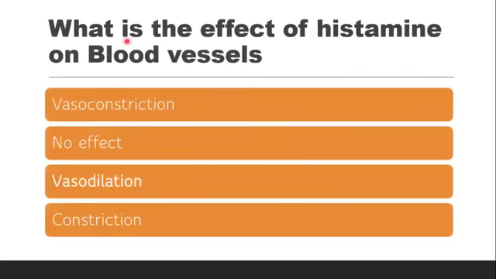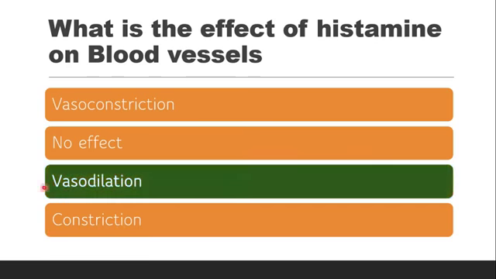Next question is what is the effect of histamine on blood vessels? Whether histamine causes vasoconstriction, whether it is not having any effect on the blood vessel, whether it is responsible for causing vasodilation, vessel dilation, whether it is responsible for causing only constriction. The correct answer is histamine is having a vasodilatory action on the blood vessels.